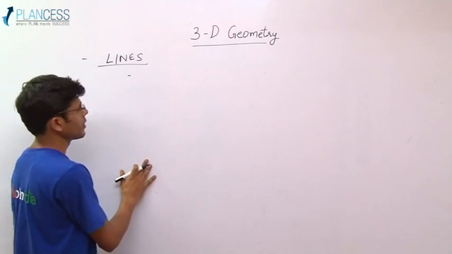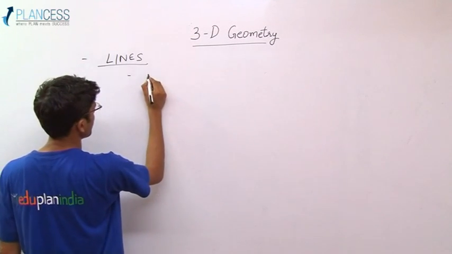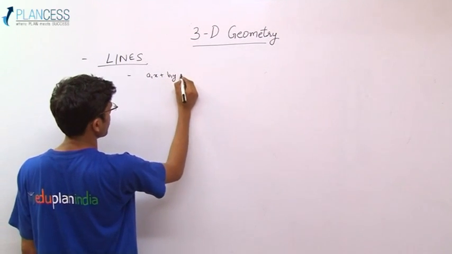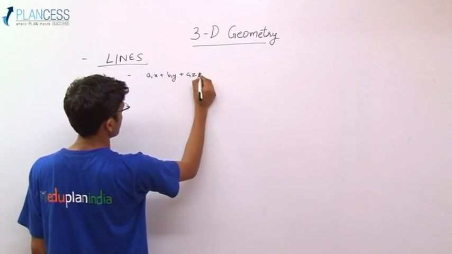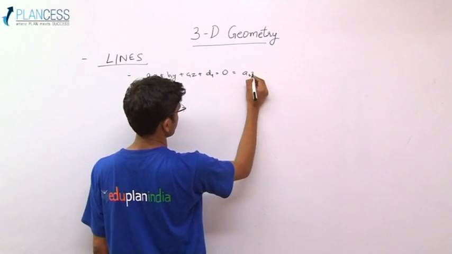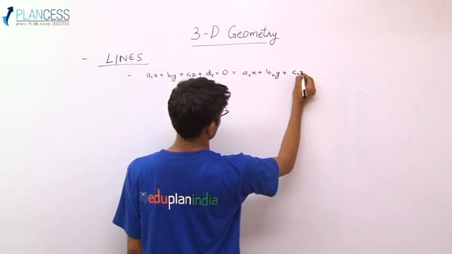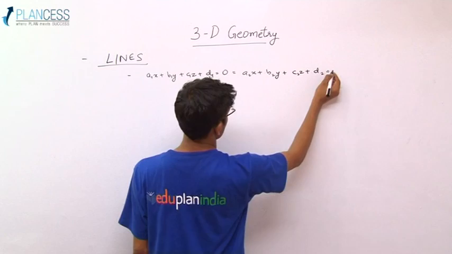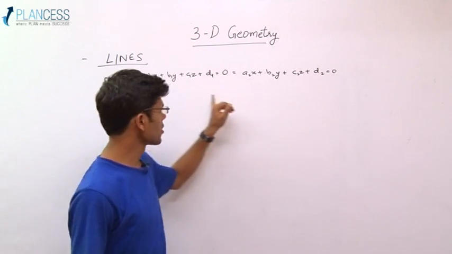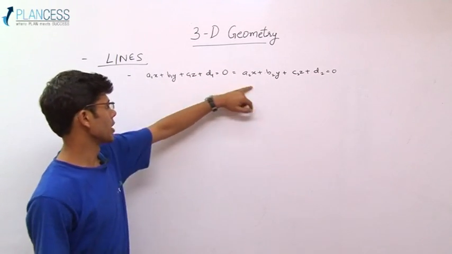First, a line is mostly represented by the intersection of two planes. So we will be given a plane a1x plus b1y plus c1z plus d1 is equal to 0, equal to some other plane. This is the equation of a line, and what we mean by this representation is that this line is the line of intersection of these two planes.